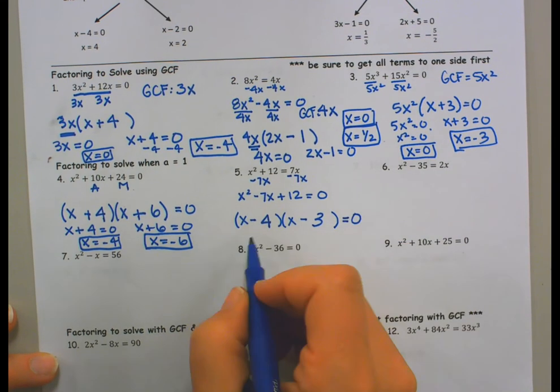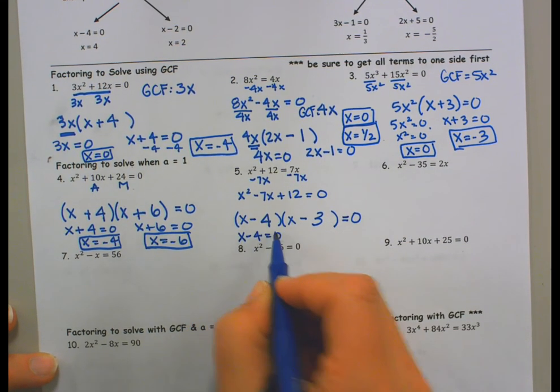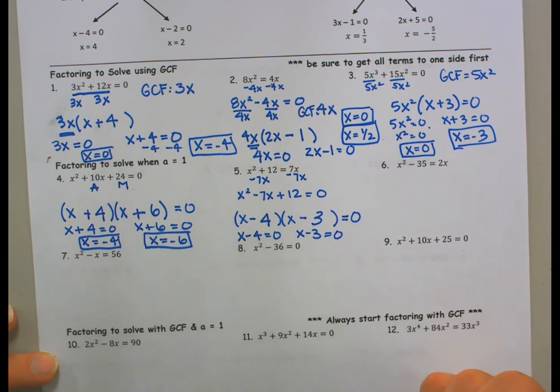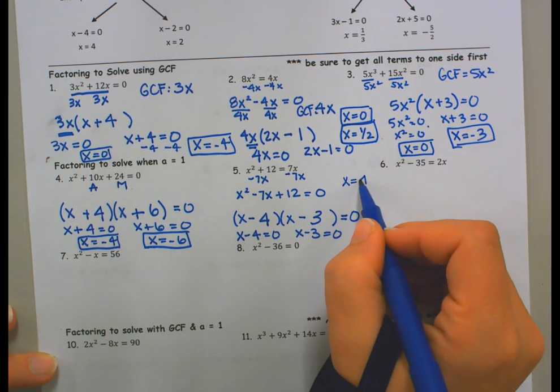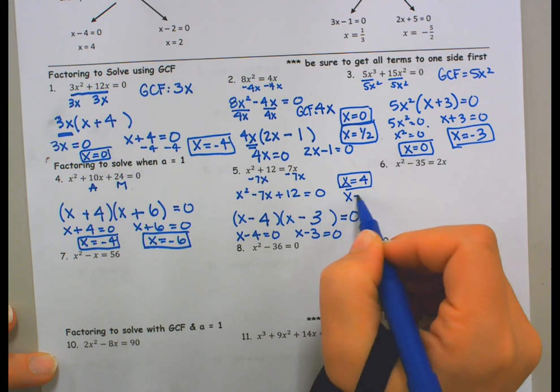So then just like before, I would set both of my factors equal to 0 in order to solve. And I end up with x equals 4 and x equals 3.